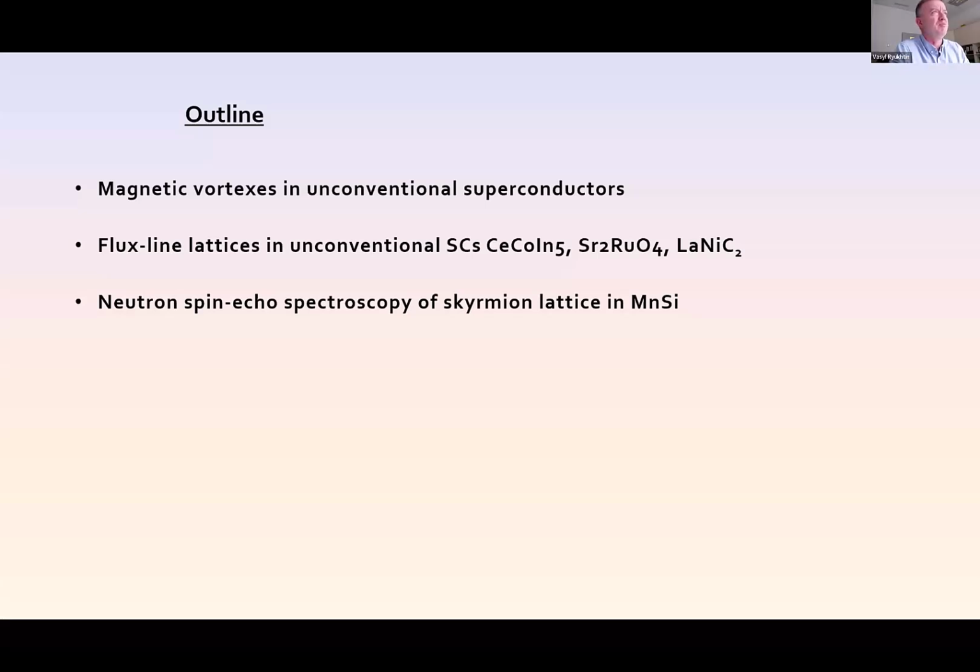So actually, I will talk about magnetic vortices in superconductors, which can be studied using small-angle neutron scattering: flux line lattices in some unconventional superconductors, cerium cobalt indium 5, strontium ruthenate, and tantalum nickel carbide.